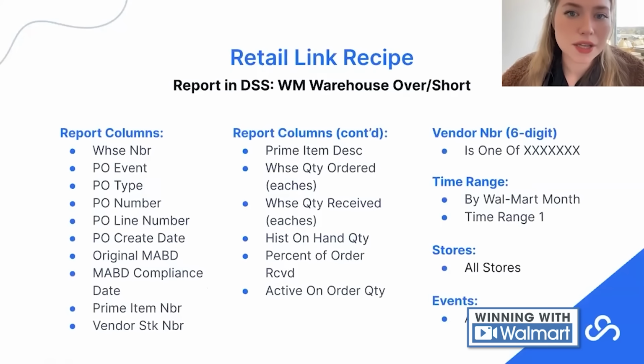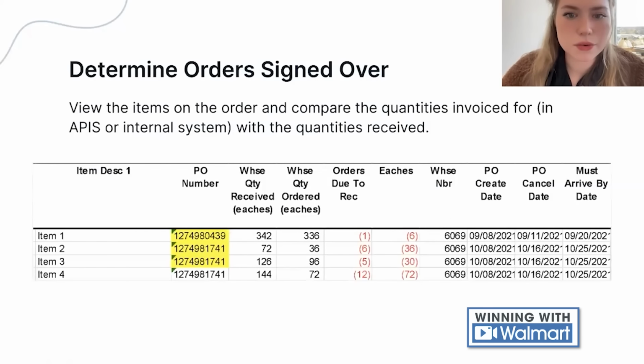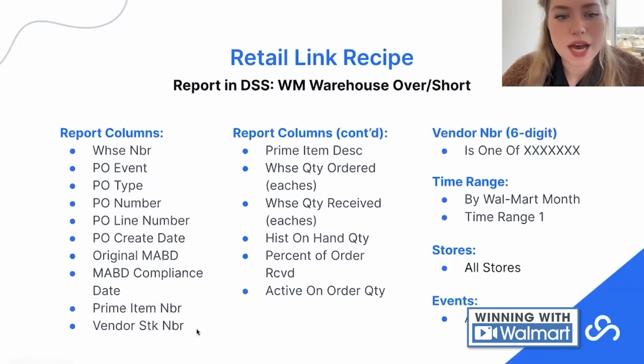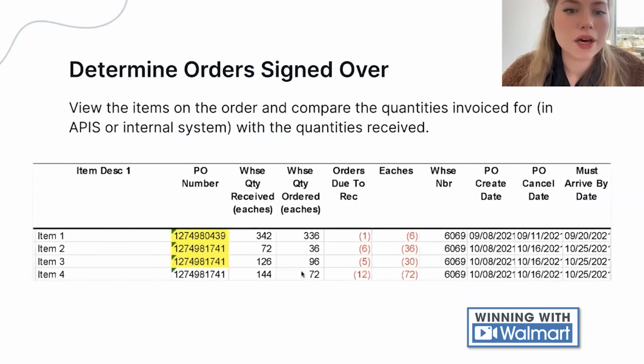So this is that Retail Link recipe in DSS. Again, don't feel like you have to screenshot this. We will send you this deck afterwards that you can go and build this report for yourself. So here are the columns: vendor number, time range, stores, all of that stuff. Okay, you're going to want to determine which orders are signed over. So this is an example of that report.